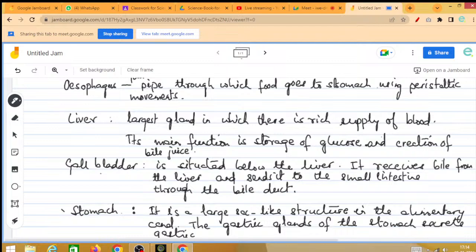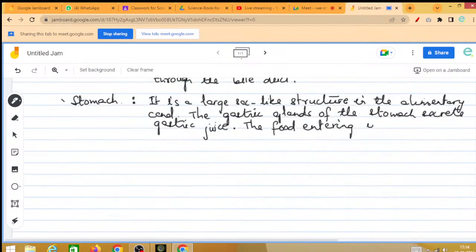Yes, ma'am. Food that has entered the stomach is churned along with gastric juice. Then what happens? And ma'am, the three components of the gastric juice, namely hydrochloric acid, pepsin, and mucus.